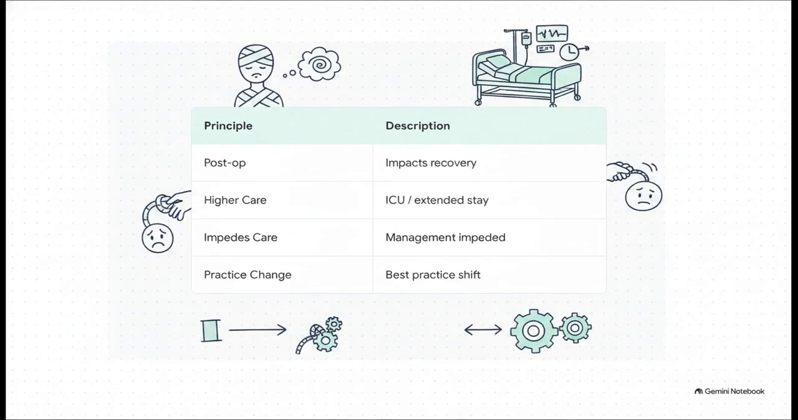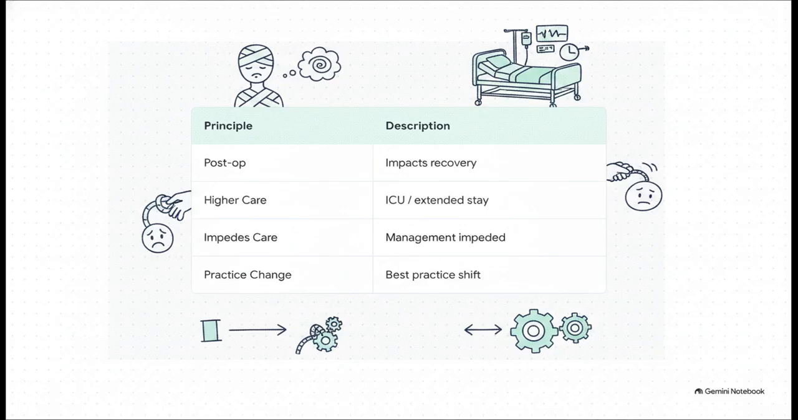Continuing with the final 4 principles. Number 6 is a postoperative condition or complication actively impacting recovery. Number 7 is a condition that typically requires a higher care level. We're talking intensive monitoring, more caregivers, ICU care, or an extended stay. Number 8 is a condition that impedes care, whether that's patient cooperation or the overall management of their care.